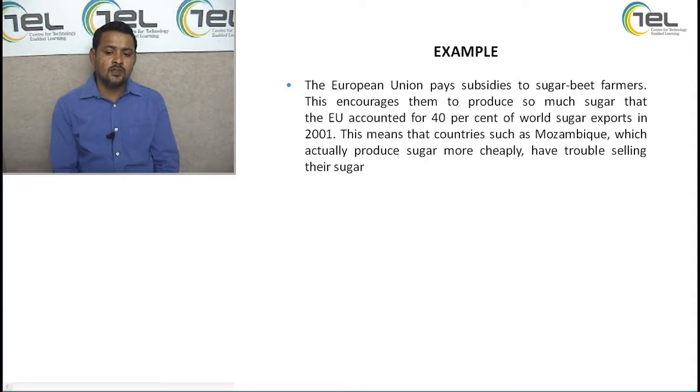For example, the European Union pays a subsidy to sugar beet farmers. This encourages them to produce so much sugar that the EU accounted for 40% of world sugar exports in 2001. This means that countries such as Mozambique, which actually produce sugar more cheaply, have trouble selling their sugar. So free trade is not practicable because of subsidies given by the European Union. Actually, their production is not cheaper; the production cost is higher. But because of the subsidy, because of the money being given back by the European Union to these farmers, it suddenly becomes cheaper, which is actually not good for world trade.